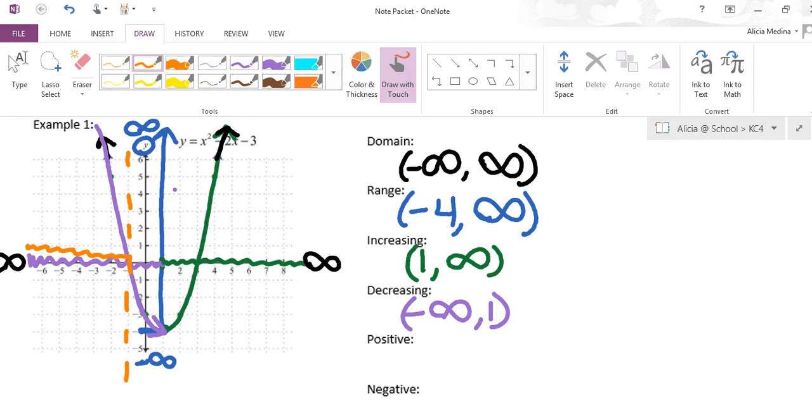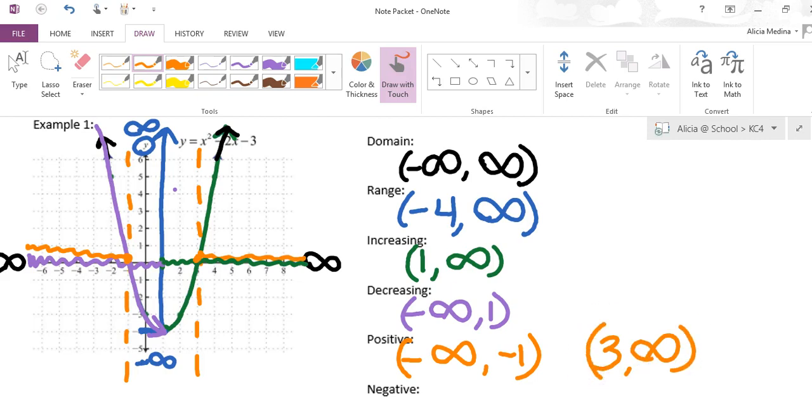Otherwise, it starts decreasing down to that vertex. So that's going to be from negative infinity to -1. That's from negative infinity until we get to this point right here, where our graph is above the x-axis. Where else is it positive? Well, from this point, that's where it all of a sudden becomes positive now, and forever until positive infinity. So also positive from that value of 3 to positive infinity. Again, that's just above the graph.